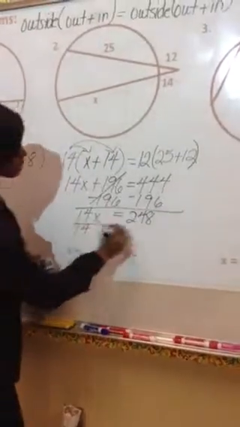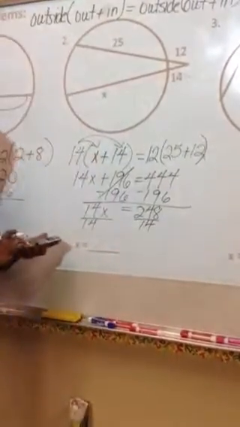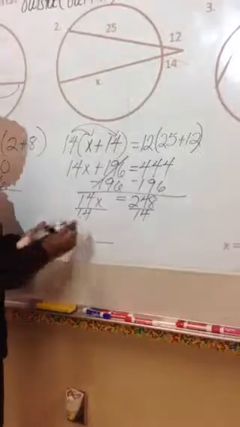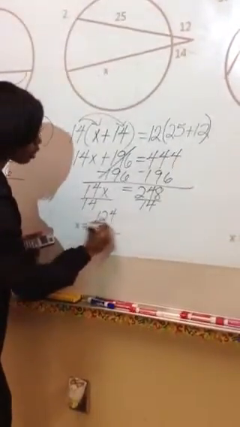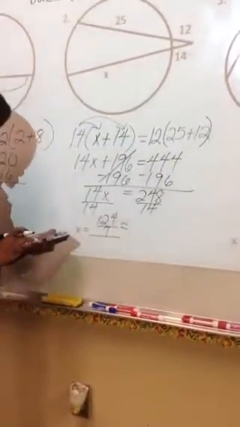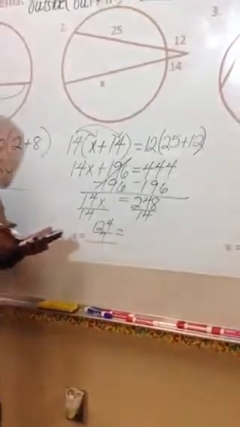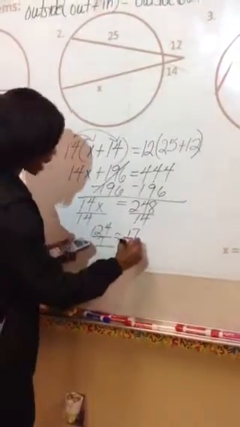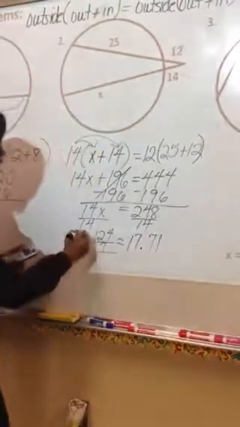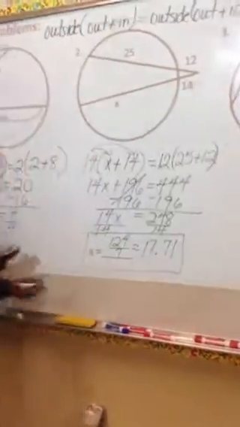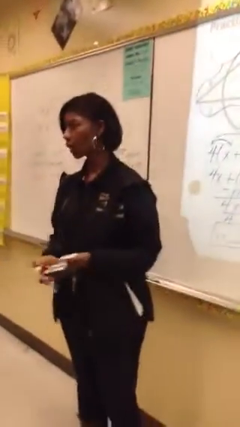Divide each side by 14. And that leaves 124 over 7, which is approximately, press your SD key, and that is 17 and 71 hundredths. And there we go. And it's okay to get a decimal or a fraction.